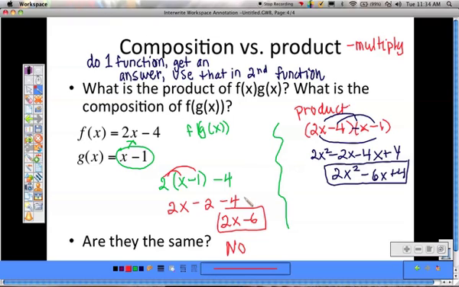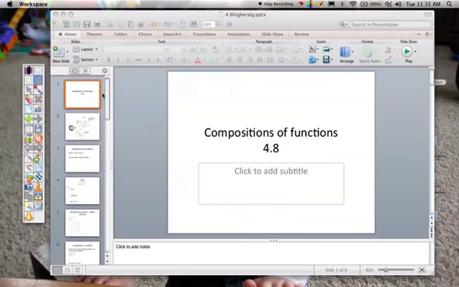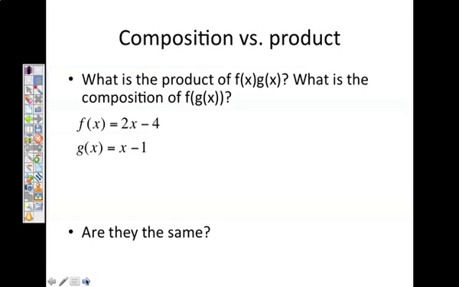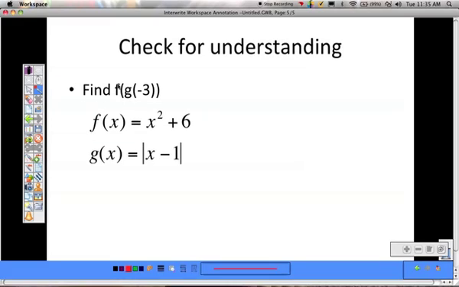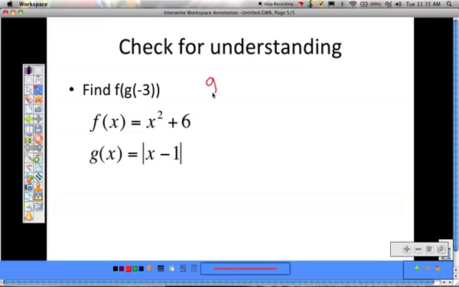Okay, we're just going to practice a couple more. And then tomorrow we'll have a second day on this, a second day in compositions. All right, so check for understanding. Find f of g of negative 3. So first start with g of negative 3. We have the absolute value of negative 3 minus 1. So g of negative 3 equals the absolute value of negative 4, which is 4.